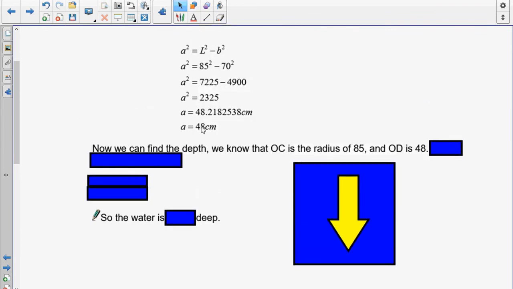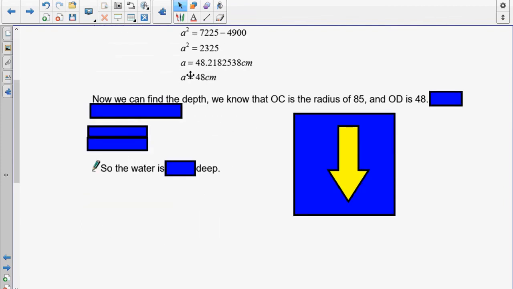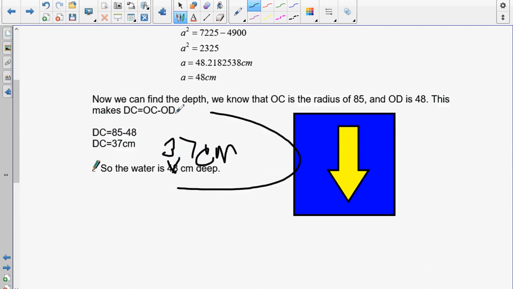So now that I know that A is 48 centimeters, I know the distance from here to here is 48. I know this is 85, so to find this, I take OC, which is 85, and subtract the length we got for OD, which was 48. So there's our solution. DC is equal to OC, take away OD, put the numbers in, and we find that the depth of the water is 37 centimeters. Okay, so that's a typo. And don't forget your units, centimeters.